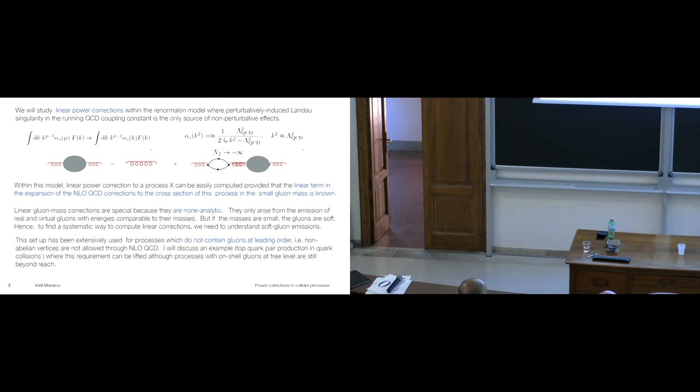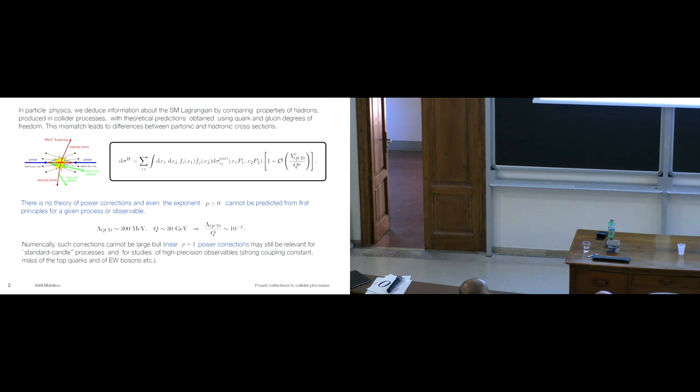So you take a particular process, you do a next-to-leading order QCD calculation with the massive gluon. The gluon mass is supposed to be the smallest parameter in the problem. Then once you have done the calculation, you expand in the gluon mass and you try to see whether in this expansion you have terms that are linear in the gluon mass. If you find these terms, then there is a very simple connection to the power corrections that I showed here.